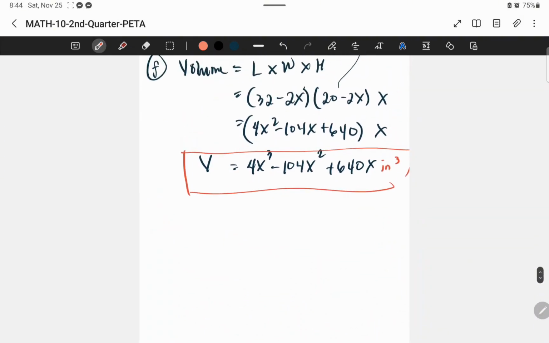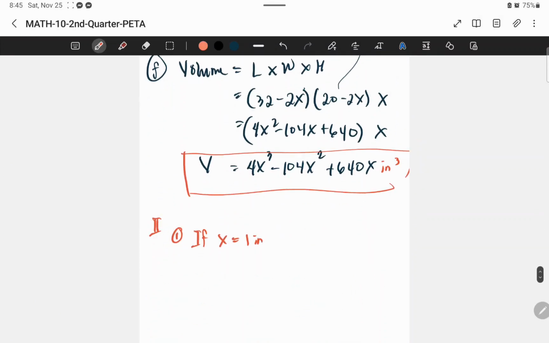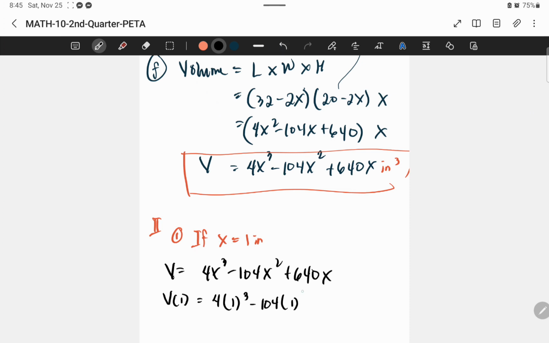Okay? So, sa part 2, sige, try natin magsagot ng isa lang. If x is equal to 1, diba sabi dyan, if x is equal to 1 inches, what will be your volume? So, the volume, that is 4x cubed minus 104x squared plus 640x. Okay? So, if you have here a V of 1 that is equal to 4 times 1 raised to 3 minus 104 times 1 raised to 2 plus 640 times 1.